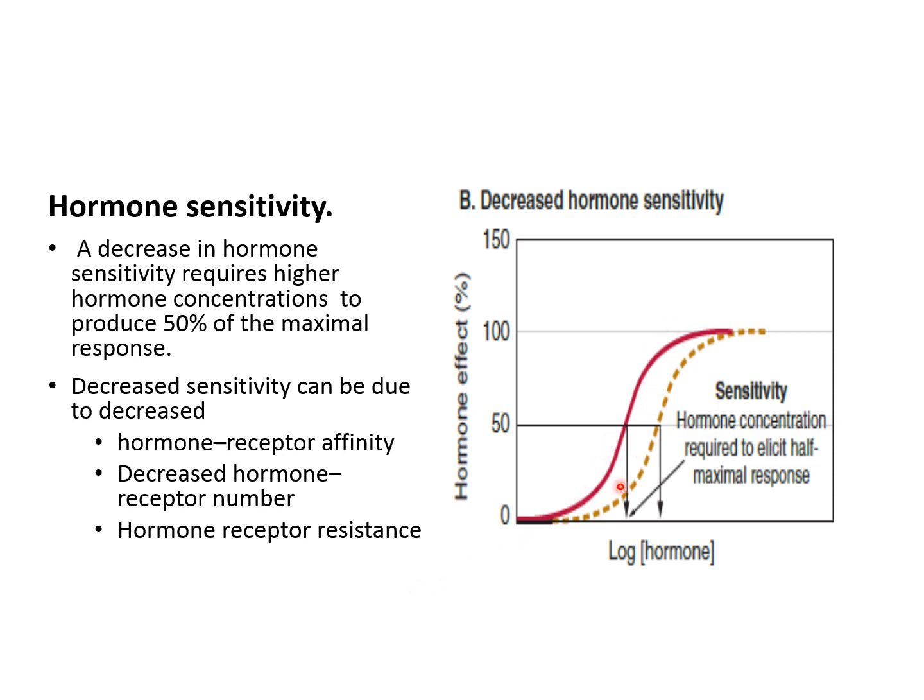Now, this slide shows you the change in the sensitivity. Here is a normal response, and here is the AD50. In this dotted line here, which is a decline in the sensitivity, you can see a higher concentration of the hormone is required to produce the same AD50 of a normal response, and the decline in the sensitivity could be due to a decline in the hormone receptor affinity, decreased hormone receptor number, or hormone receptor resistance.